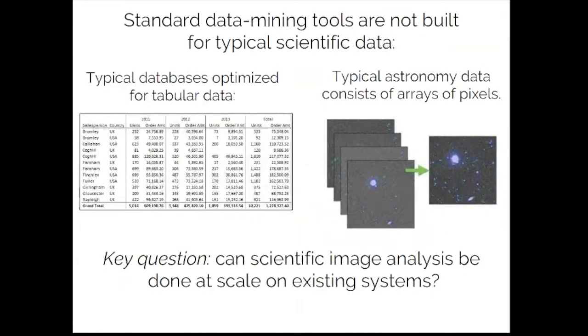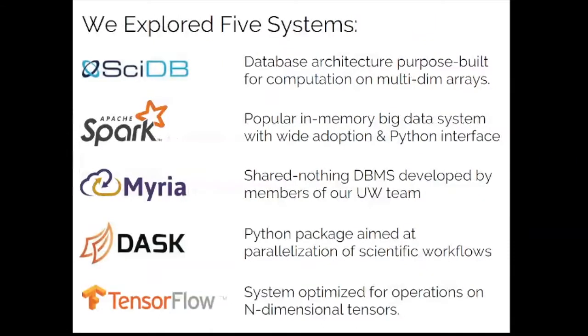Essentially, the challenge is that typical databases, developed for things like Walmart transaction records, are for tabular data, right? And they can do tabular data very well. But typical astronomy data is arrays of pixels, and we want to do things like co-addition of those pixels. We want to do filtering. We want to do point spread function matching and things like this. So we took a look at these five systems to get a representation of what's available out there, and I'll go through them really quickly.